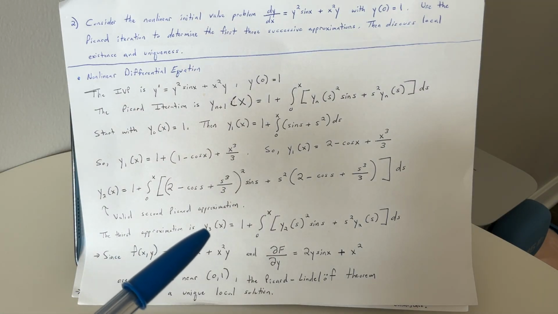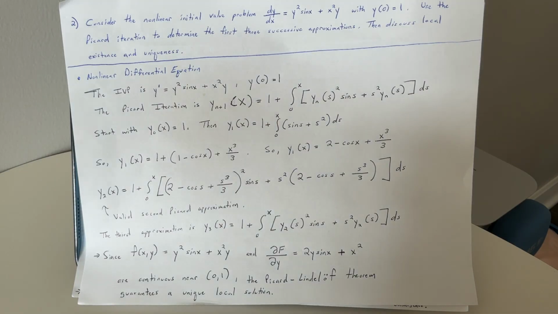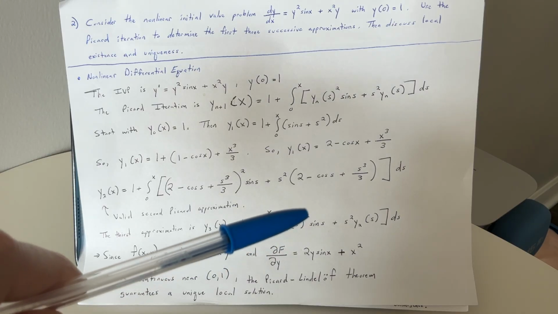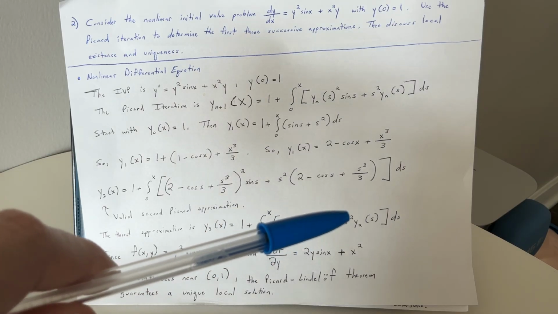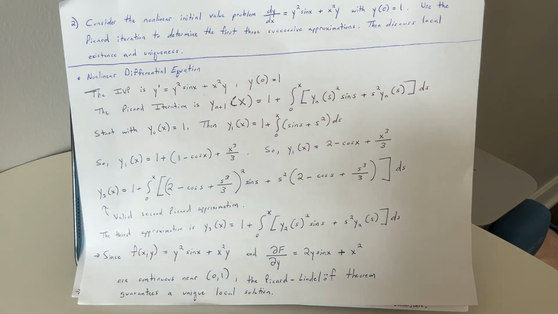And the third approximation is y sub 3 of x equals 1 plus integral from 0 to x, bracket y sub 2 of s squared sine s plus s squared y sub 2 of s, close bracket, ds. And since f of x, y equals y squared sine x plus x squared y, and the partial derivative of f with respect to y is going to be 2y sine x plus x squared, these are both continuous near 0, 1, then the Picard-Lindelof theorem guarantees a unique local solution.